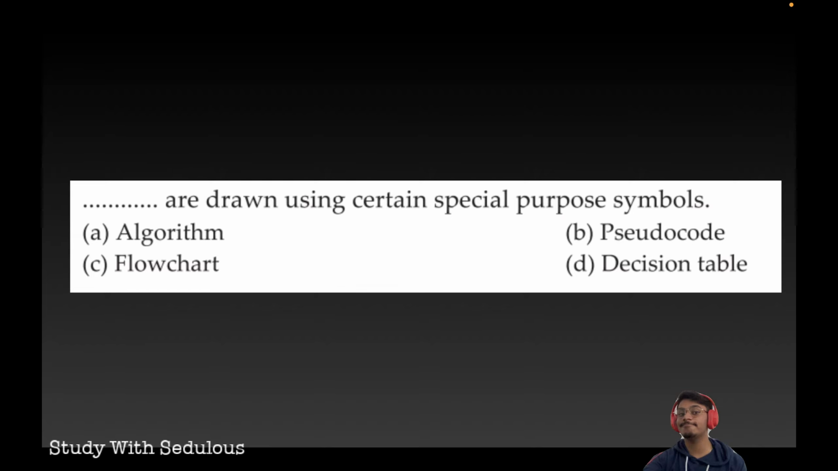These diagrams are drawn using certain special purpose symbols. That's flowchart. Don't you remember last year's Newman's diagram that we drew for open and closed circuits? That's flowchart. Special purpose symbols, that's flowchart.